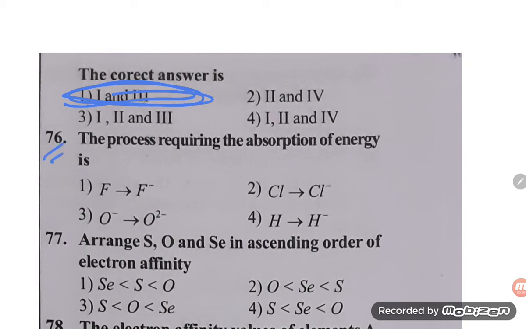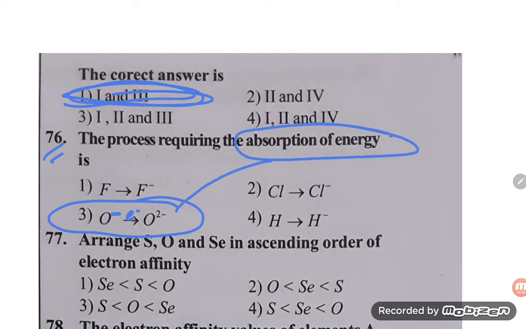Now 76. The process requiring the absorption of energy. Which process absorbs energy, student? Second electron gain enthalpy. In the negative charge, if you are adding one more electron, student, then O2 minus charge will form. In this process absorption of energy will take place. So the correct option is option number 3.